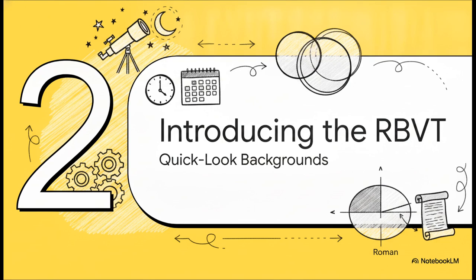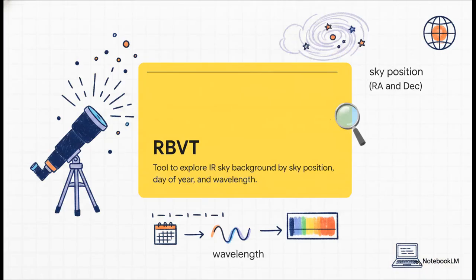Moving right along to Section 2, introducing the RBVT. So what exactly is this thing? Well, the Roman Background Visualization Tool, or RBVT, is an interactive application running right inside a Jupyter notebook on the cloud-based Roman Research Nexus. It basically lets you explore the near-infrared sky background observed by Roman's wide-field instrument. It gives you the background as a function of your target's specific sky position, its RA and dec, as well as the day of the year and the wavelength. It is truly your crucial first step for assessing background levels.